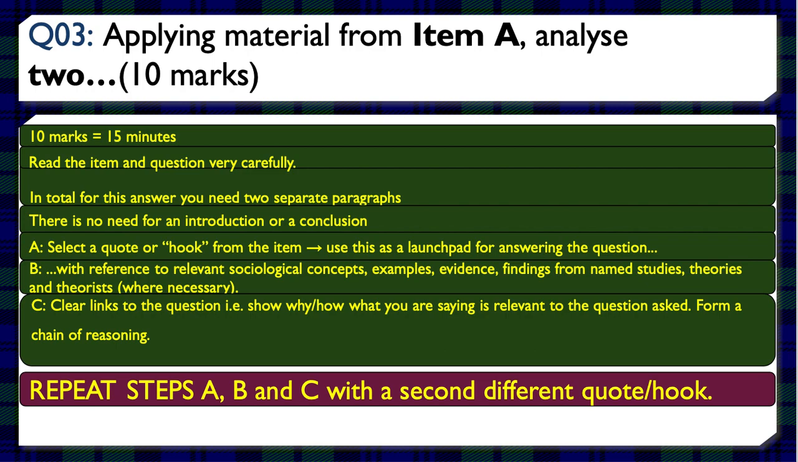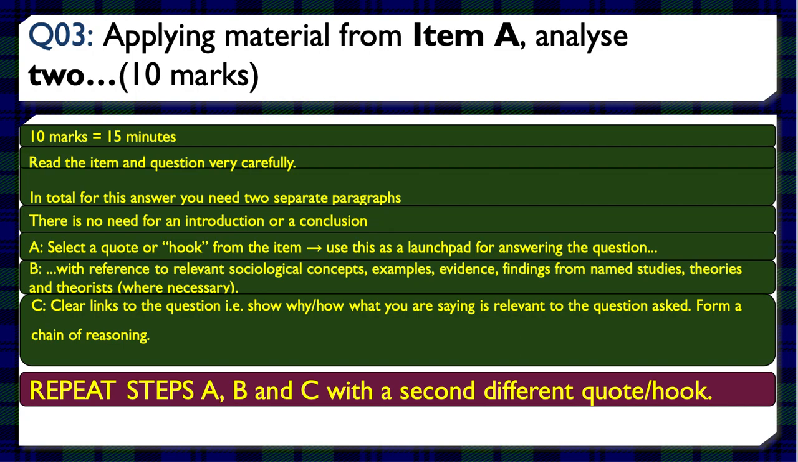The item has a number of hooks that you are required to develop explicitly, and you might find it easier to start each of your 2 separate paragraphs with a direct quote from the item. You need to use your quote as a launch pad for your response, with reference to relevant sociological concepts, examples, named studies, evidence, theory, and theorists where necessary.